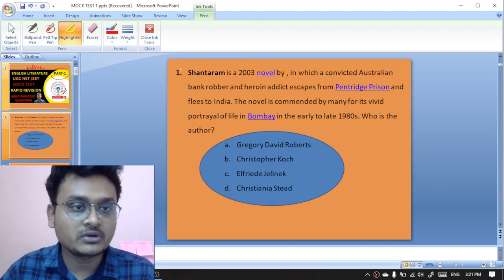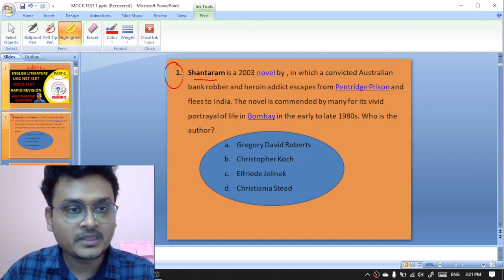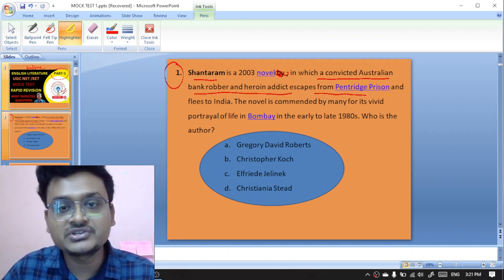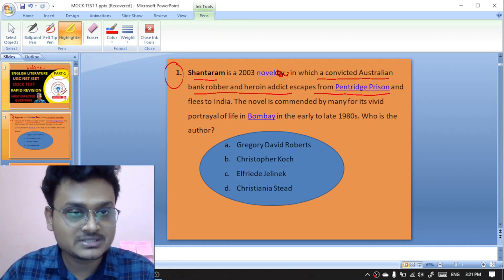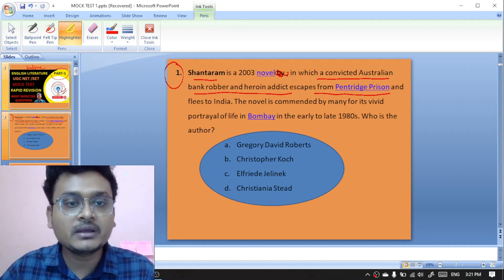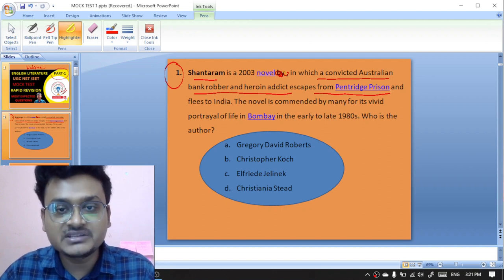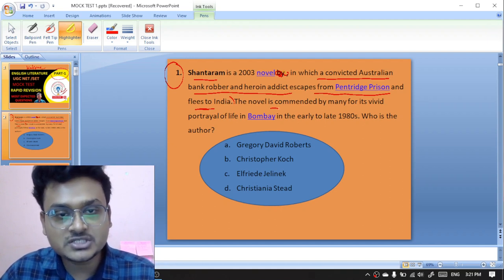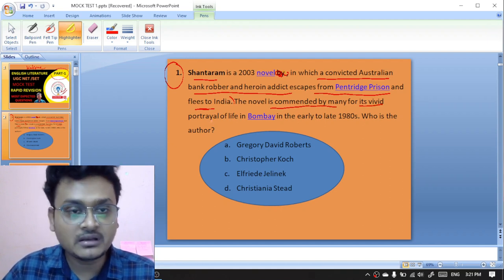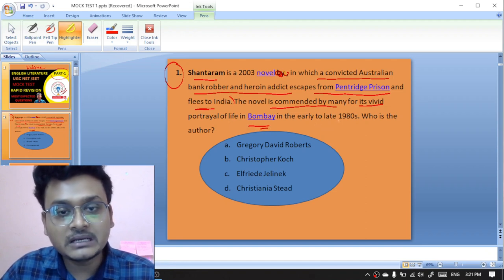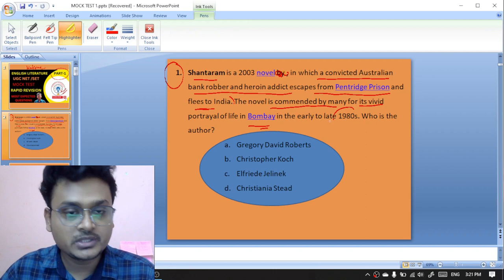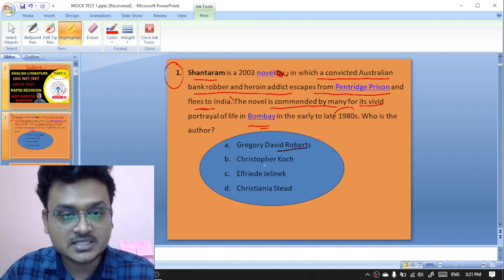So here is your first question on your screen. Shantaram is a 2003 novel in which a convicted Australian bank robber and heroin addict escapes from Pentridge prison and flees to India. The novel is commended by many for its vivid portrayal of life in Bombay in the late 1980s. Who is the author? Your options: Gregory David Roberts, Christopher Koch, Alfred Jelinek, and Christina Stead.